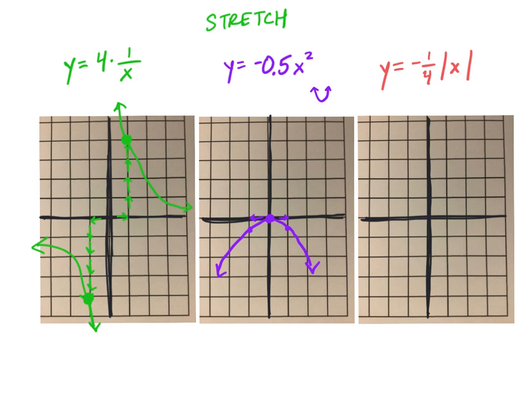Cool, and then we'll finish off with the red one. We got absolute value again. We got a negative. We have a fraction. What I want you to keep in mind for this one, we know that absolute value starts at 0. We know what a V-shaped graph looks like. If this is negative, we know it's going to be upside down. I do not want you to treat this like slope. Do not treat it like slope, okay? Don't. It does not mean go down 1 over 4.